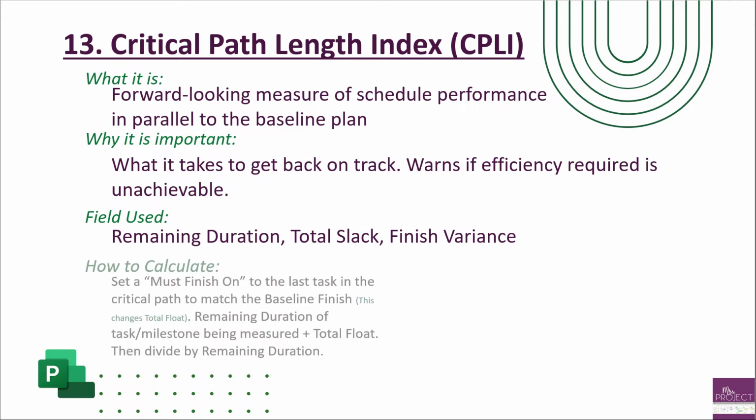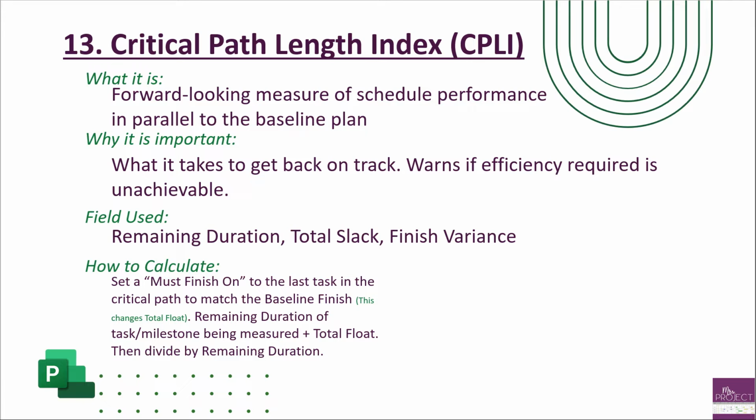The first way is to set a must finish on the last task in your critical path, and it's setting it to match the baseline finish. And this will change your total float. So that's the goal, because I'll show you when we get into Project that your critical path total float is going to be 0. So then you would always pass this metric because you would take the remaining duration plus the 0, because your total float's 0, and then you would always get it. So that's the important part, is you need to set the must finish to what your baseline finish was.